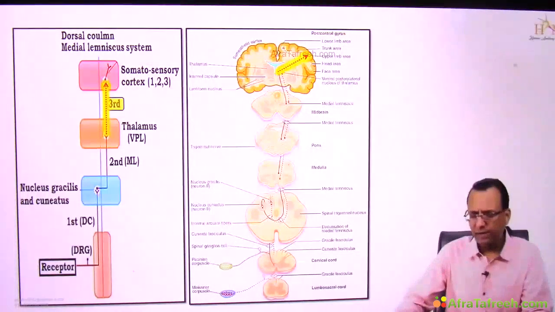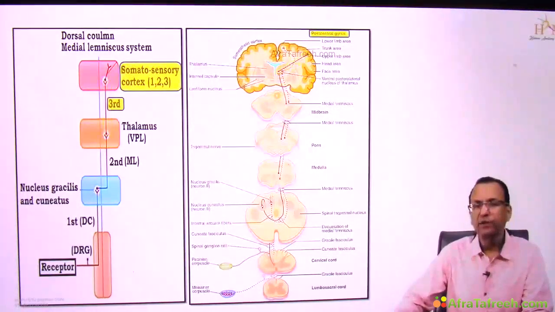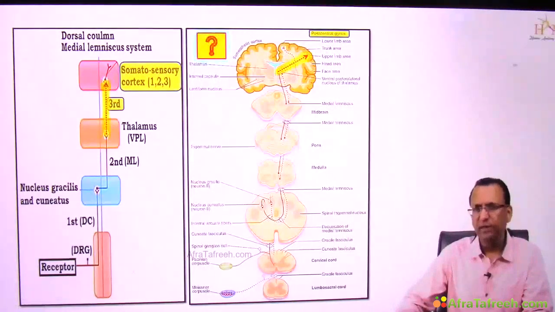And where are these internal capsule fibers passing? You mean to say which part of the internal capsule? Yes, the anterior limb, posterior limb, or the genu?